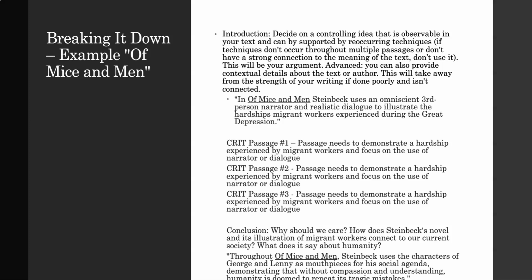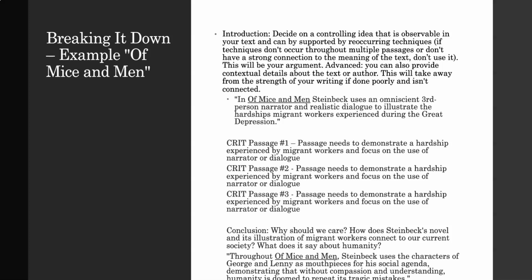And you want to make sure that this controlling idea that you're observing can be supported by reoccurring techniques. It's really important that whenever you're creating your essay, crit passage, that you choose techniques that are going to be found multiple times. Once again, the narrator is a really great choice because typically an author is going to maintain the same narrative voice throughout the entire work.